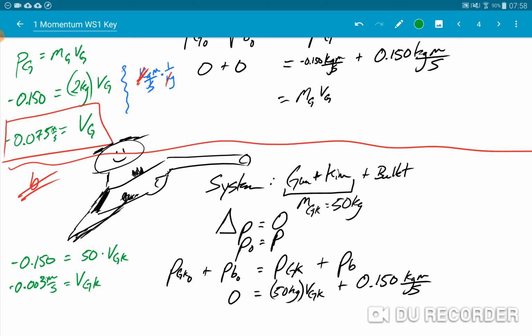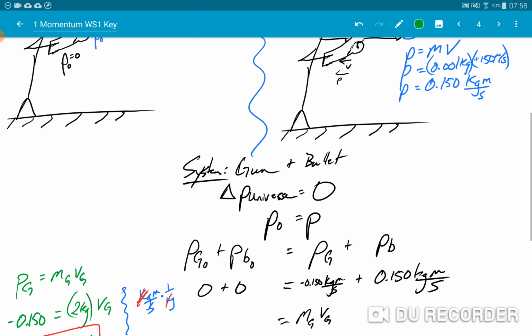And so now this is the velocity of both the gun and Kim, since they're attached to each other now and they're going to be moving together. Notice that it's much less than before. Why is it much less than before? Well, look at the math. The mass of this thing is much greater when they are together. And so if the mass is bigger, the velocity's got to be even smaller.